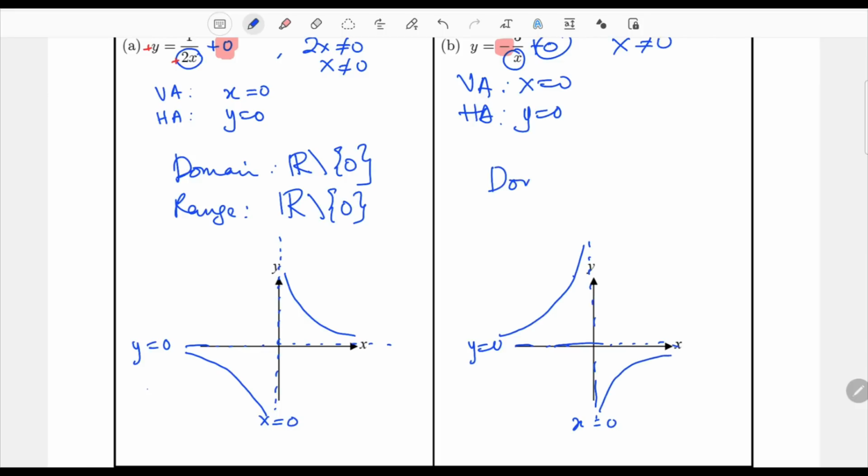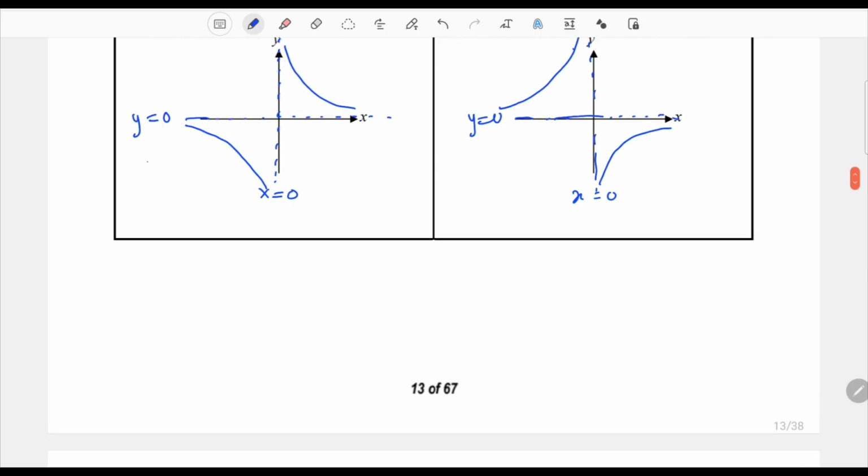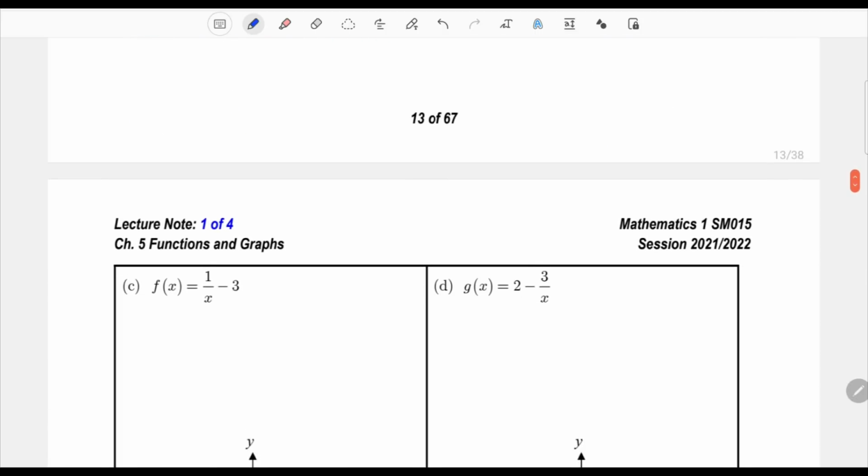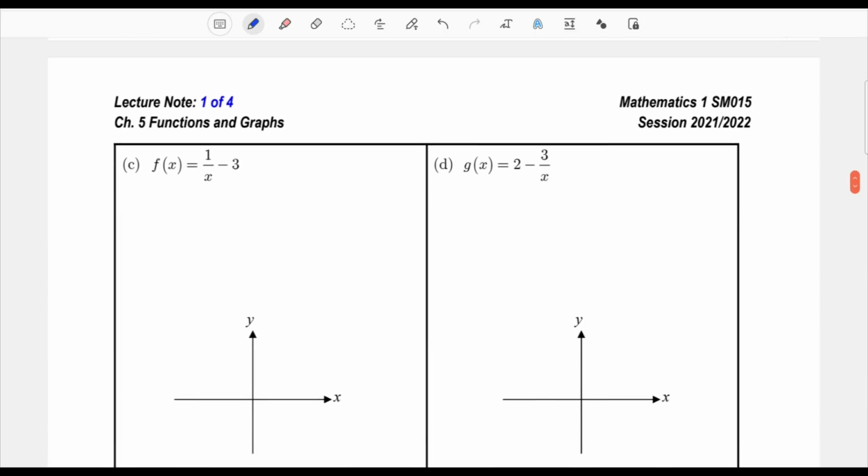Okay. So the domain will be again real number except 0. Range will be real number except 0. Okay. Right. Next page. Page 14. So this is the last page of the first lecture.